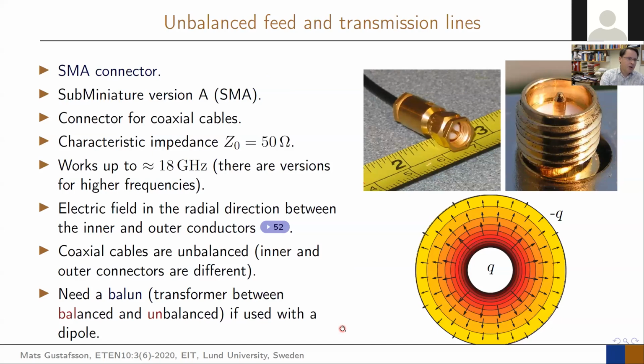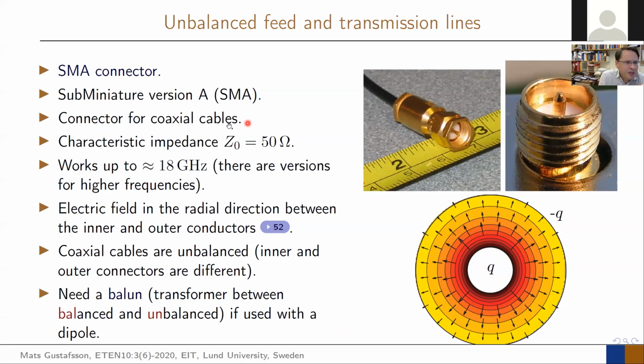So these are the typical connectors that we have. And those are something that you, of course, need to take care of. You need to know how they work. And especially you need to know that the antenna can really fit together with this type of connectors and cables. So we need to adapt to that.